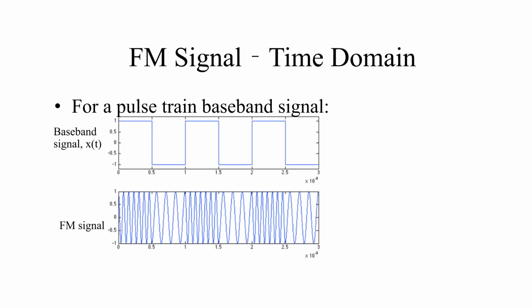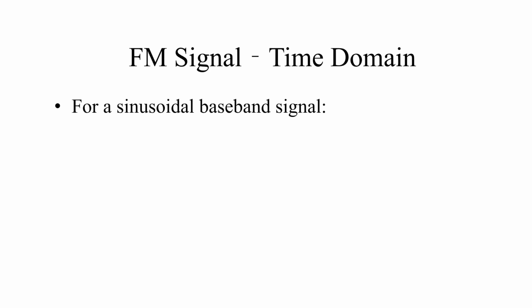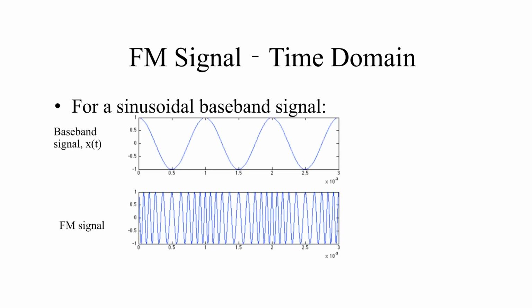Observing the FM signal in the time domain, we see a baseband signal as a pulse train. The corresponding FM signal shows frequency variations that mimic the pulse train amplitude. For a sinusoidal baseband signal, the FM signal in the time domain exhibits continuous frequency variation, higher where the baseband signal amplitude is higher, and lower where the baseband signal amplitude is lower.